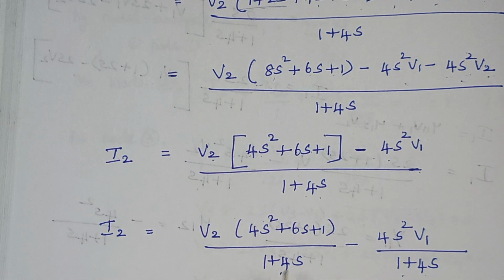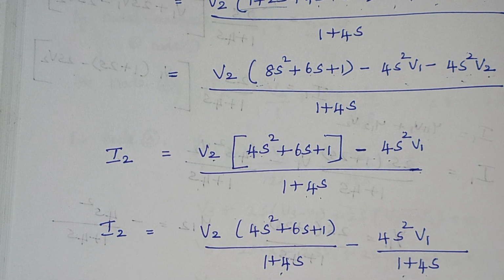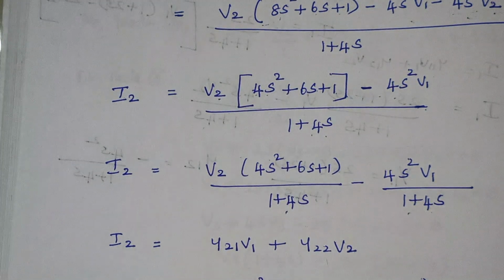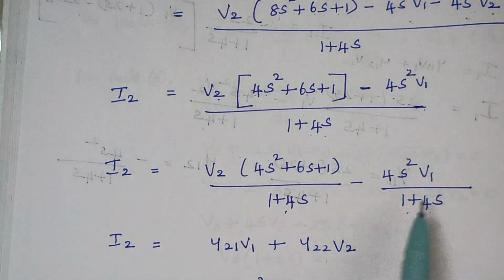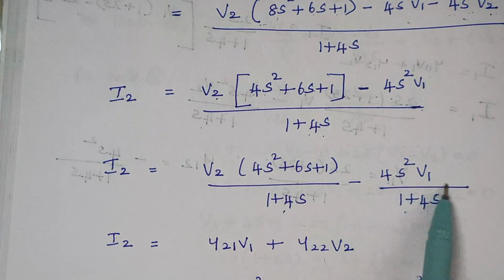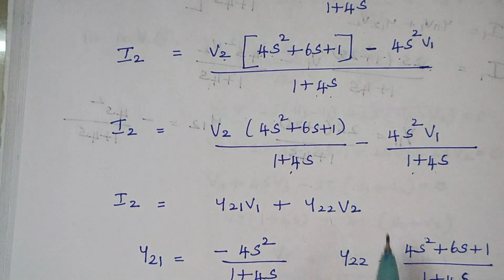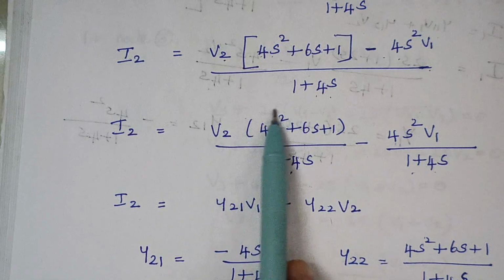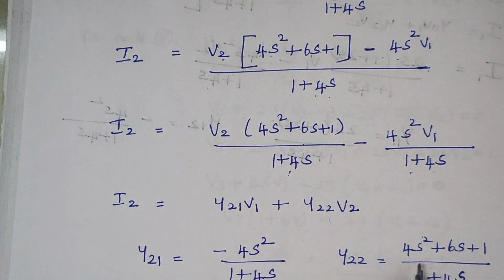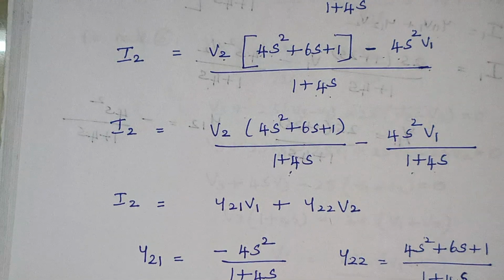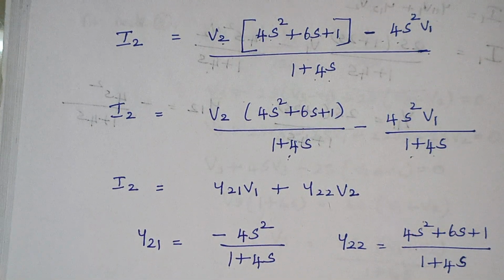Now we are going to compare this equation with the standard equation. And here you see what is the coefficient of V1. The coefficient of V1 is minus 4s square by 1 plus 4s. So that is your Y21. And what is the coefficient of V2? So this is the coefficient of V2. So here it is 4s square plus 6s plus 1 divided by 1 plus 4s.